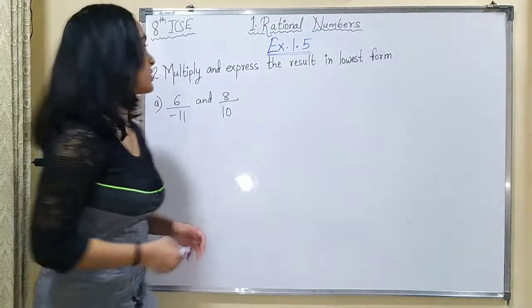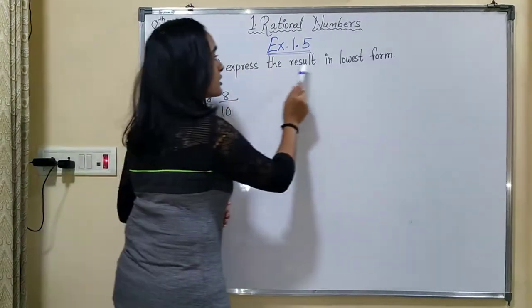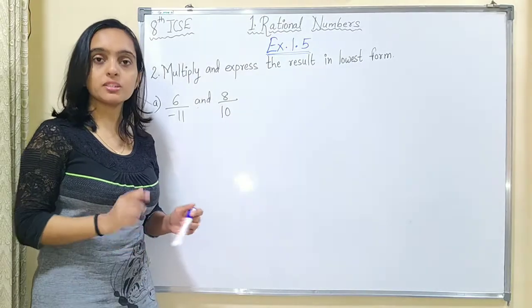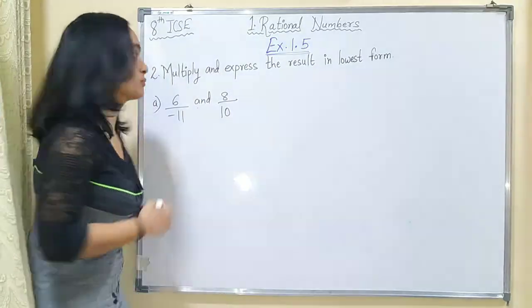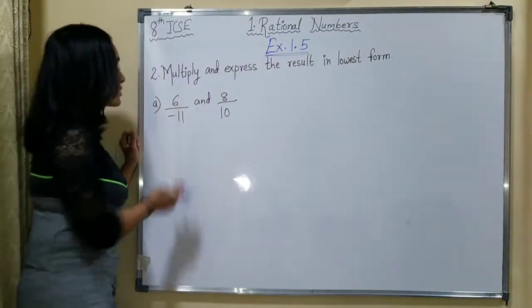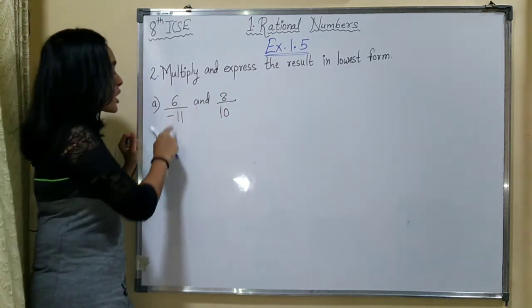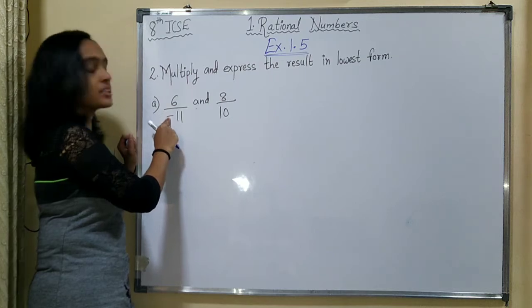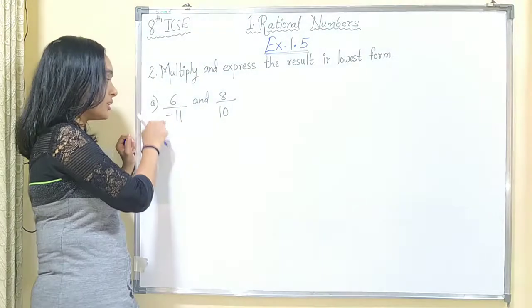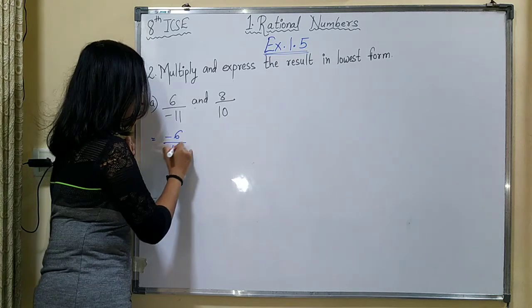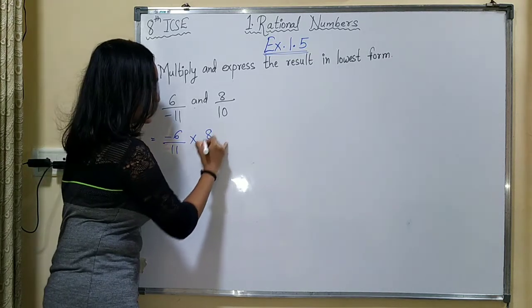Now the next question is: multiply and express the result in lowest form. So we have to multiply the rational numbers and then reduce it further. The first question is 6 upon minus 11 and 8 upon 10. Here the negative sign is in the denominator, so first we will bring it to the numerator. So it will give you minus 6 upon 11 multiplied by 8 upon 10.